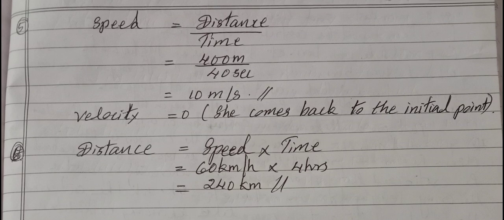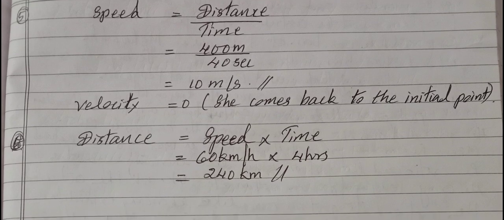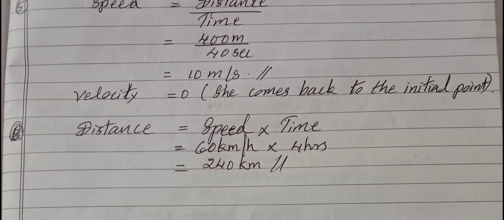Now velocity we get 0, because she comes back to the initial point. She starts from the initial point and after running she comes back again to the same point. So the velocity we get is 0. Now next question.